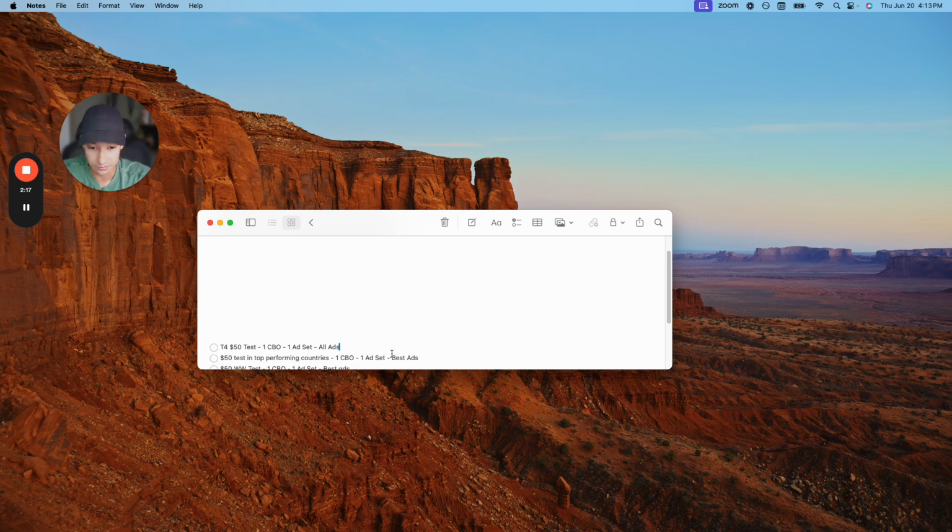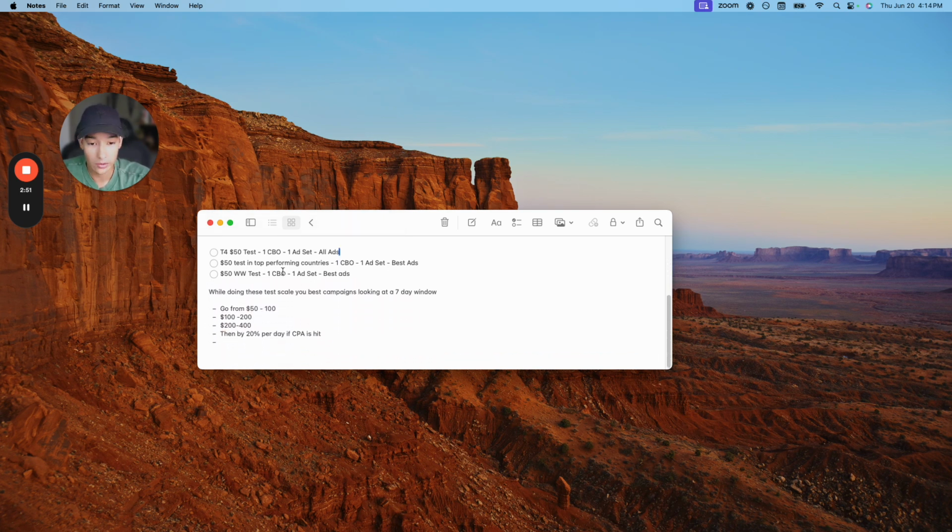And from here, I would also launch a $50 worldwide testing campaign to see if there are other countries that perform well outside of the T4. I would still include the T4 in here, because you can scale this campaign as well if it performs well, which it usually does. A worldwide campaign has been working for me a lot and scaling very aggressively for one of my students as well. So again, you're going to isolate the best ads here. You'll do one CBO, one ad set with your best ads targeting worldwide.